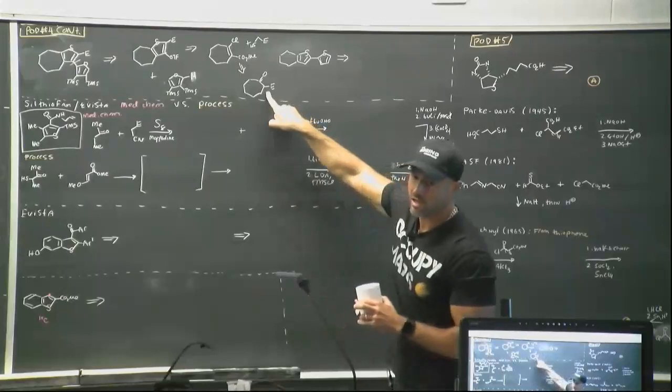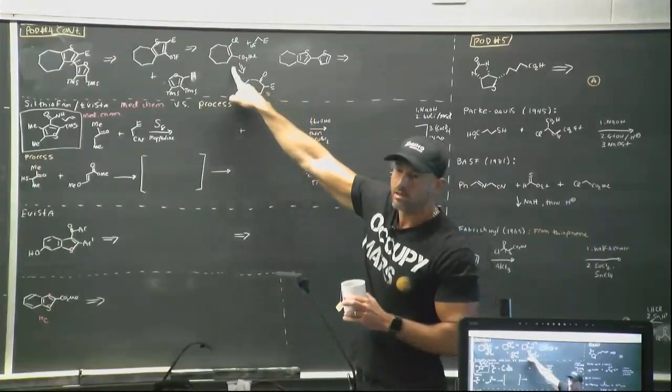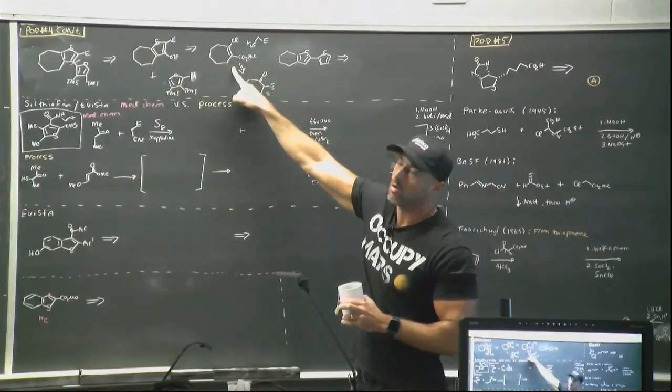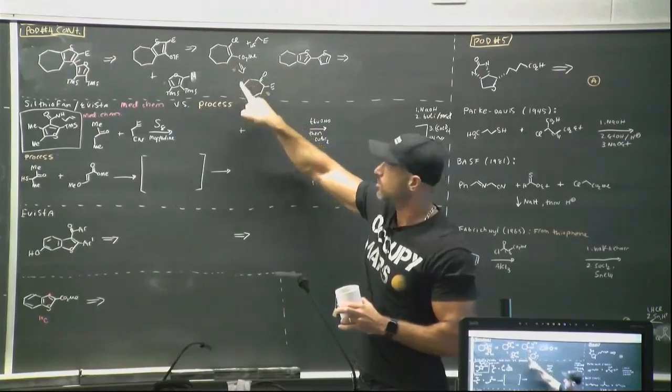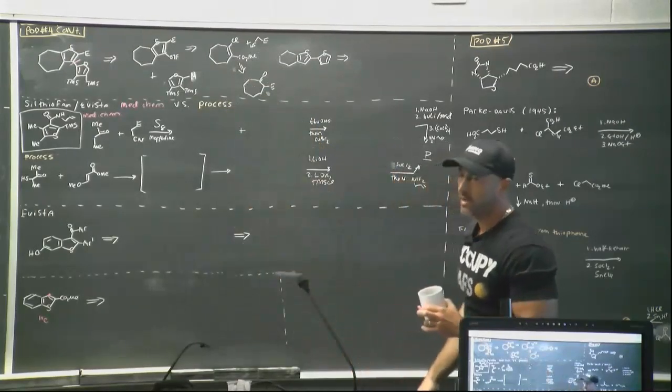Treat this with dry HCl. It will give you that. Or SOCl2, or oxalyl chloride, or Vilsmeier reagent. Whatever you like to chlorinate an acid to an acid chloride, you can use here, okay? Yeah, what do you say there?